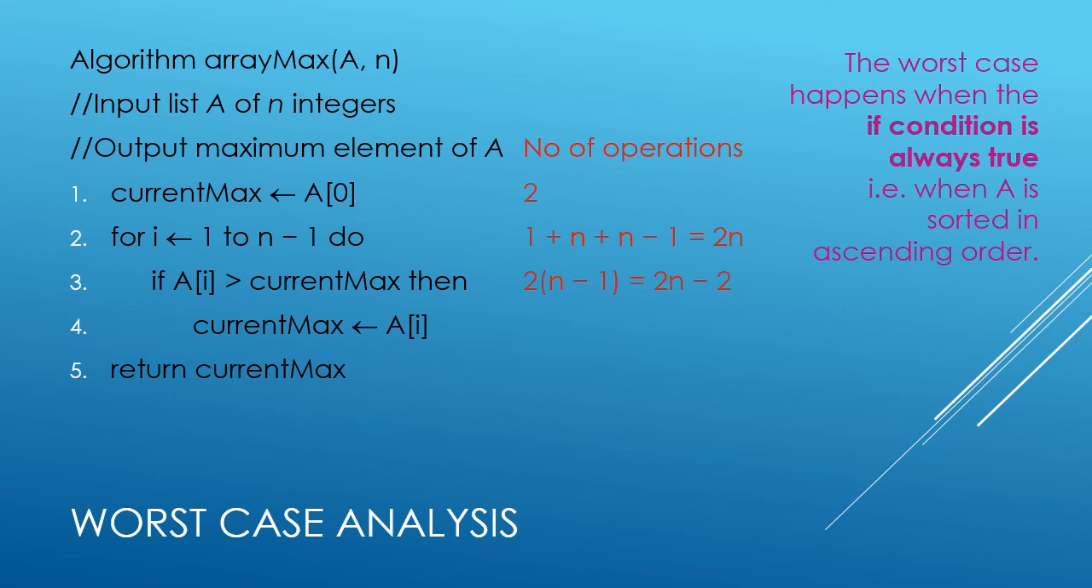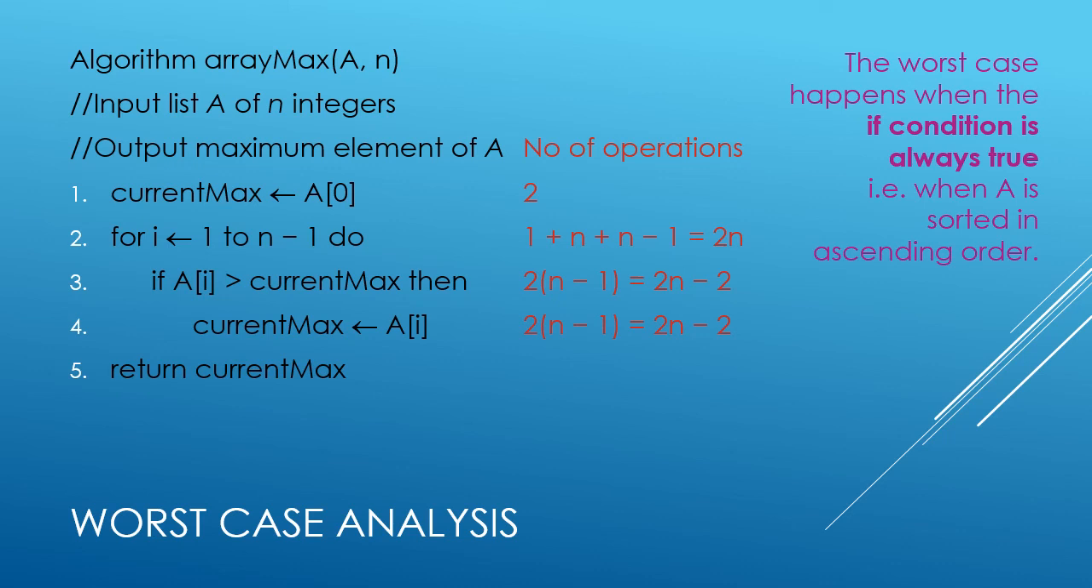In line number 4, I access the ith element of A and assign it to current max. These are 2 operations and this is placed in the body of the for. So it will iterate as many times as the true values of the for. Line number 4 executes n minus 1 times. Total number of operations are 2 into n minus 1.